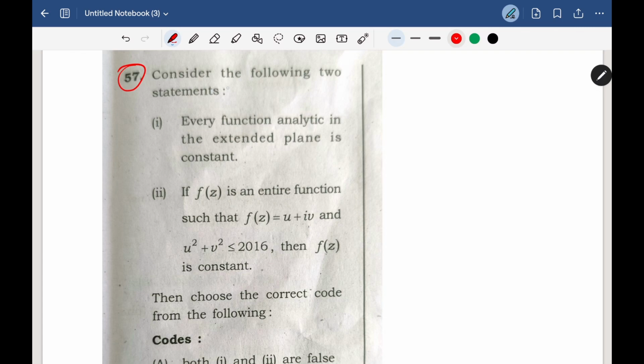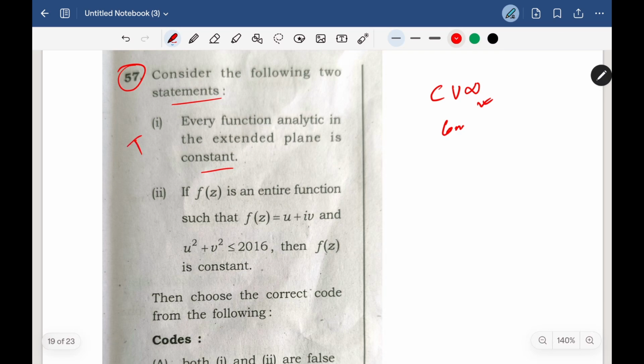See question number 57. So in 57 it is said, consider the following two statements. Every function analytic in the extended plane is constant. So extended plane means C union infinity, and we know that an entire function that remains analytic at infinity also is only the constant function. So this is a property from Liouville's theorem. So statement 1 is true.